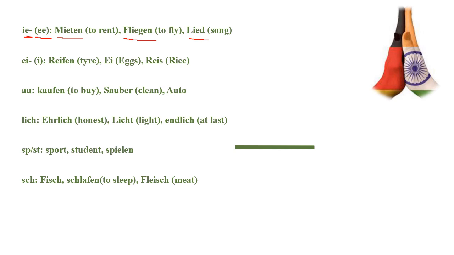Mieten means to rent. Fliegen means to fly. Lied means song, right? Similarly, in English it is EI, but in German it is read as I. So it is Reifen. Reifen means tire. Ei means egg. Reis means rice, normal rice. Okay. Similarly, AU: kaufen. Kaufen means to buy. Sauber, clean. Auto means car.